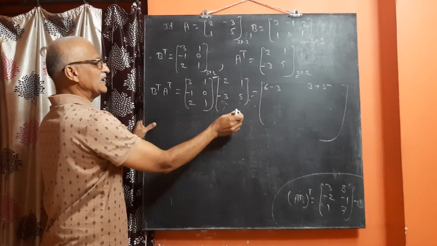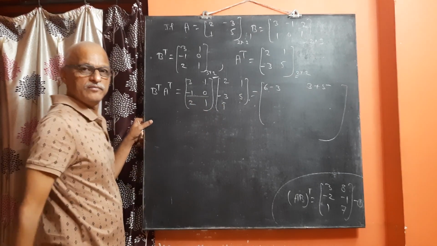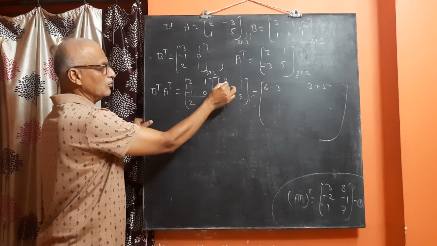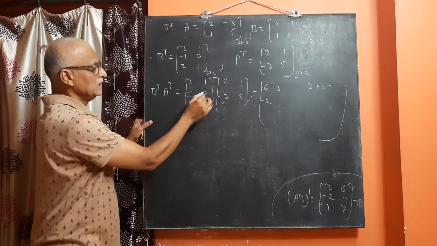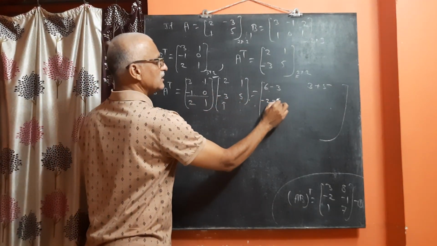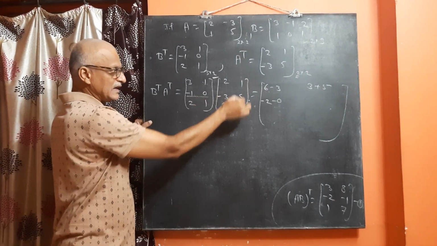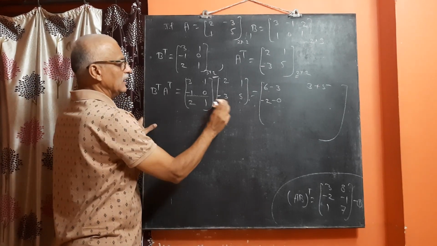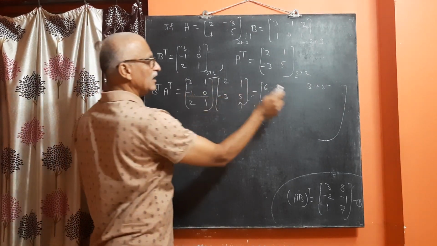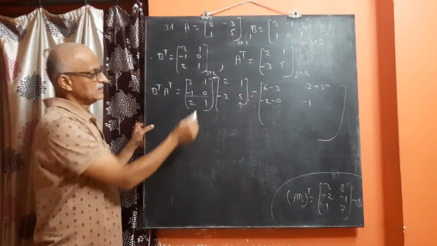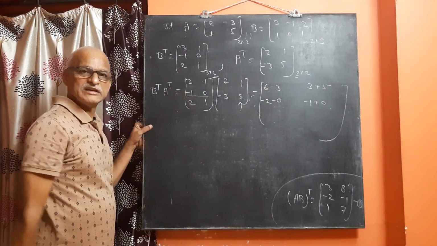Then second row and first column, that means this row and first column, -1 into 2, that is -2, 0 into -3, that is -0, or you may put +0. Then second row second column, that means this column, -1 into 1, that is -1, 0 into 5, that means +0. So the second row's work is also done.